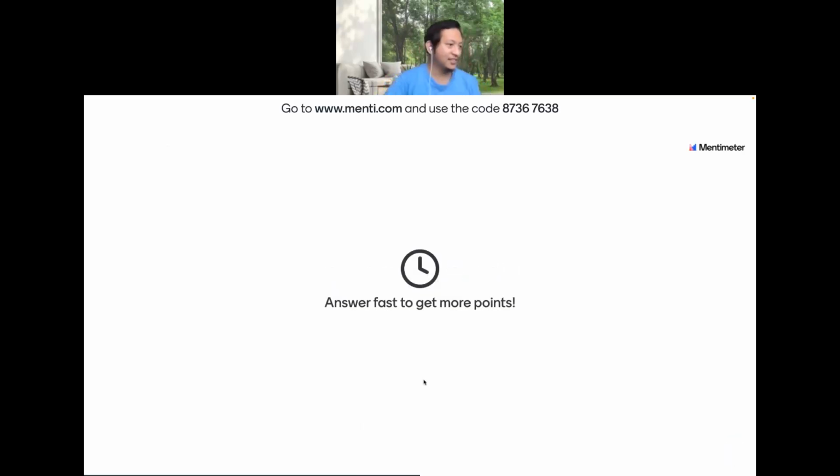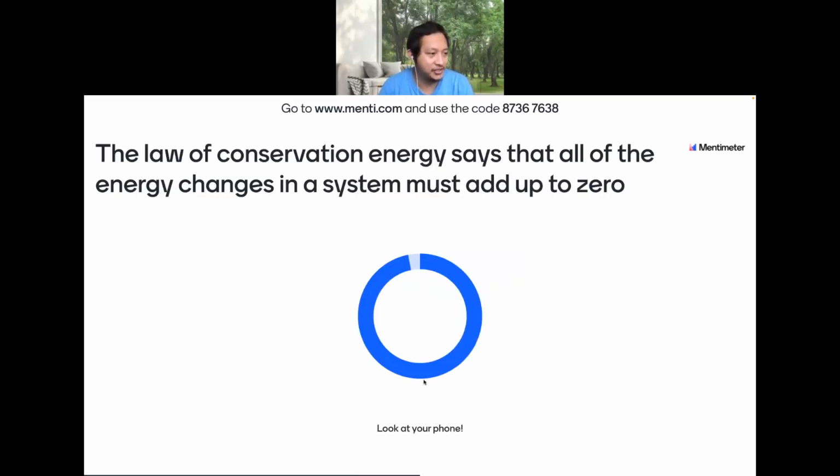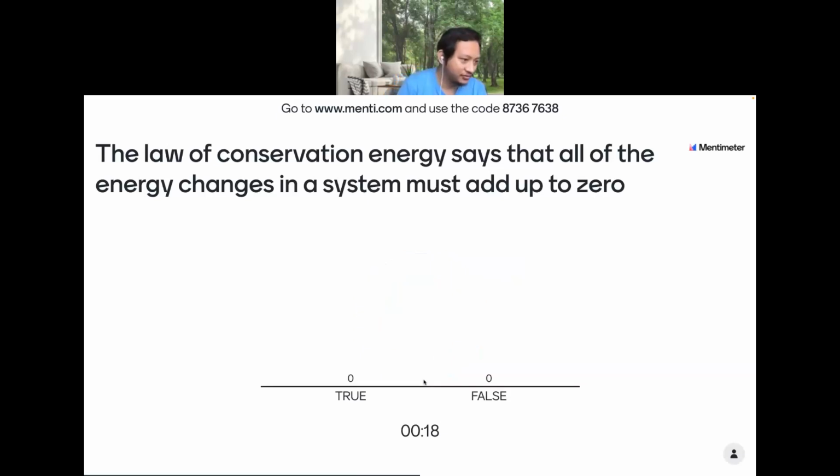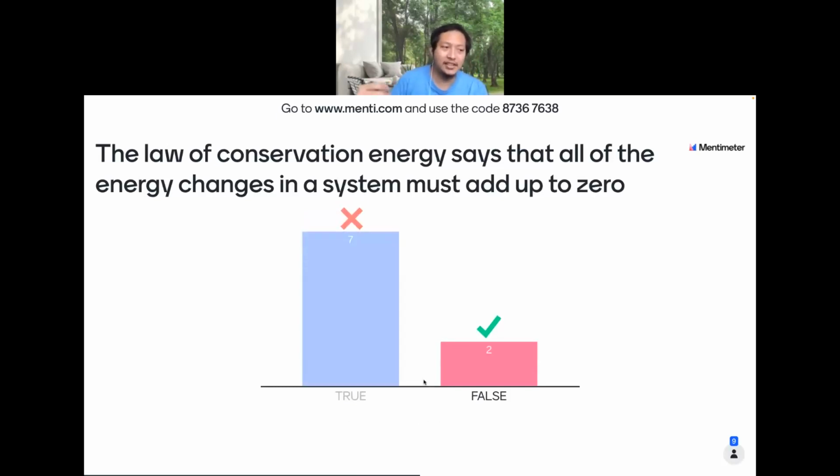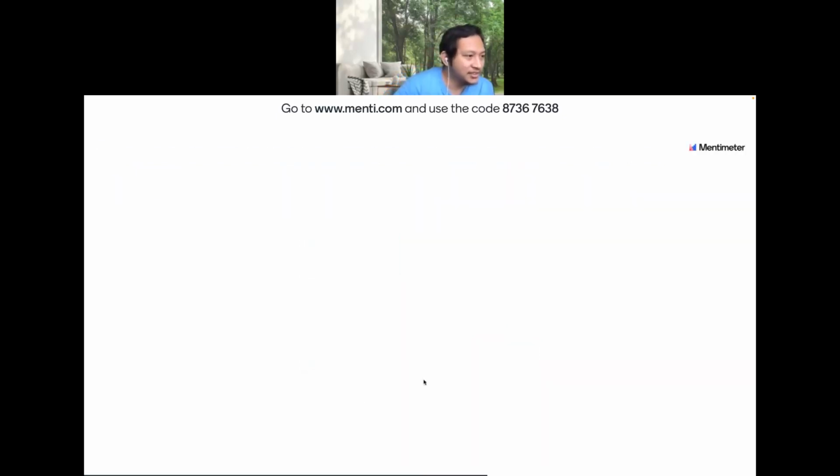Number 3, just a short question. It is false. It doesn't necessarily need to be zero. Do you remember the first law, conservation: we cannot destroy or create energy, so it should be the same, not zero, right? Next question.